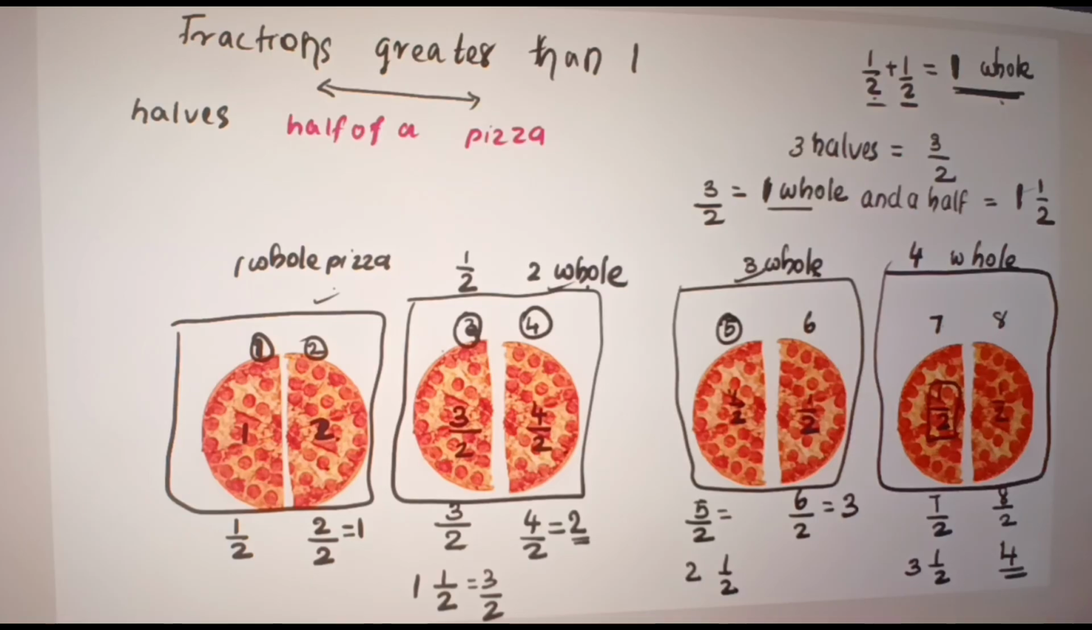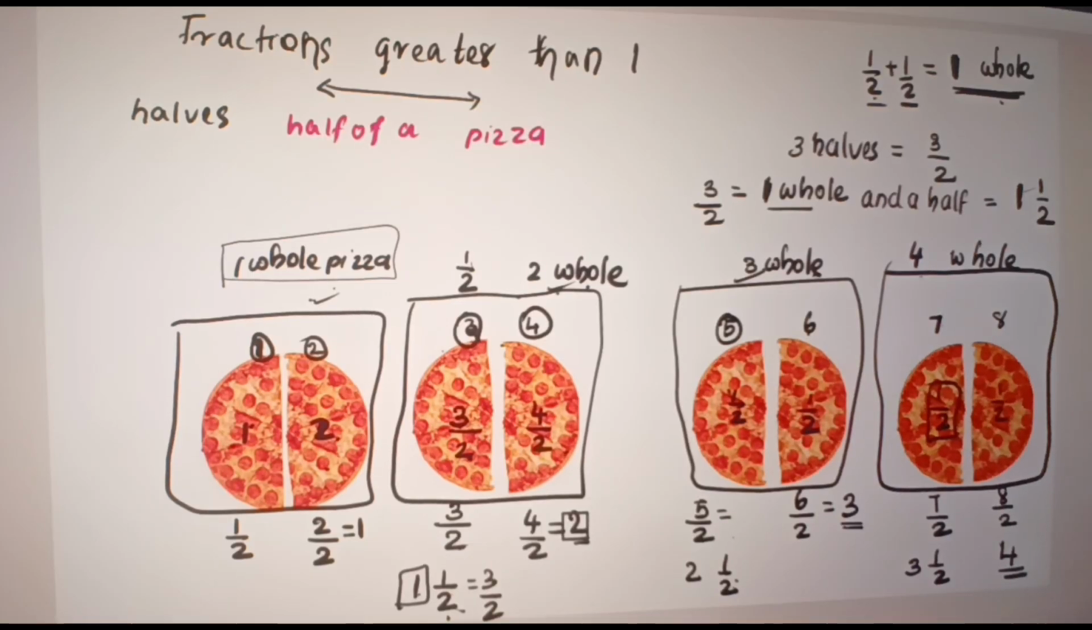So what does this mean? 2 halves make 1 whole pizza. 3 halves is made up of 1 whole pizza and a half. 1 whole and a half is the same as 3 halves. 4 halves make 2 whole pizzas, and 5 halves make 2 wholes and a half. 6 halves make 3 wholes.